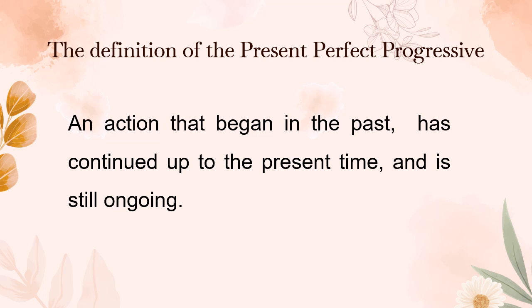The definition of the present perfect continuous or the present perfect progressive: an action that began in the past has continued up to the present time and is still ongoing. Or in bahasa Indonesia, suatu tindakan yang dimulai di masa lalu berlanjut hingga saat ini dan masih berlangsung.